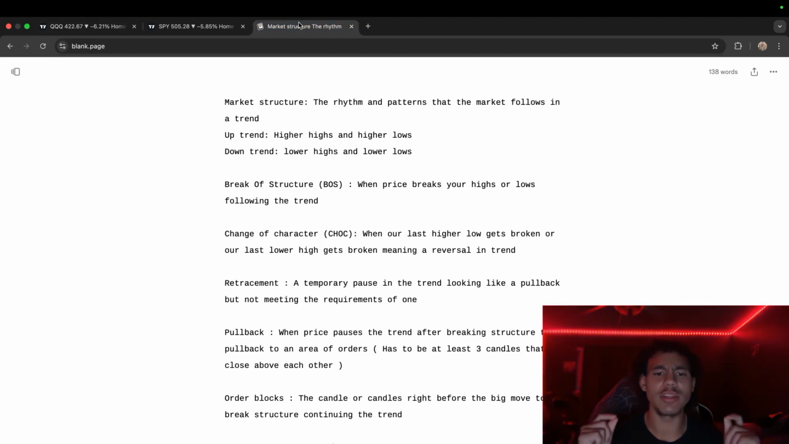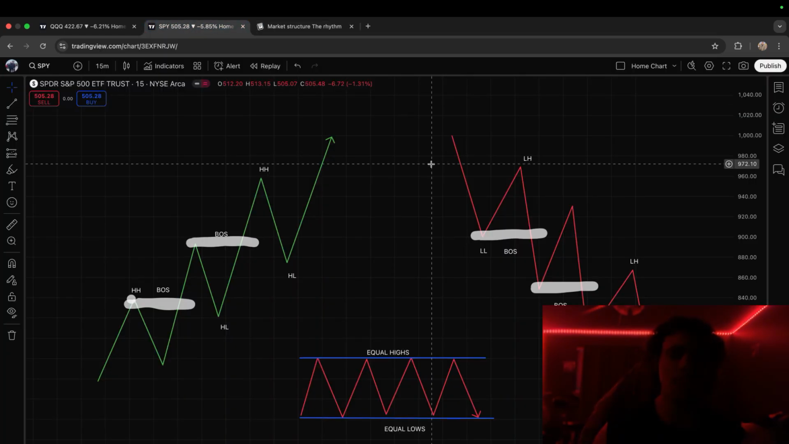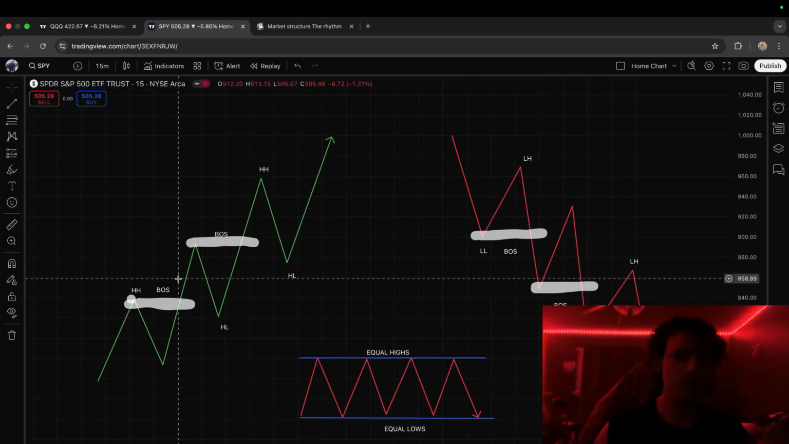So what is a change of character? A change of character, also known as a CHOC for short, is when our last higher low gets broken or our last lower high gets broken, meaning a reversal in trend, okay? So all a change of character is a reversal in trend, okay? So let me mark it out for y'all.